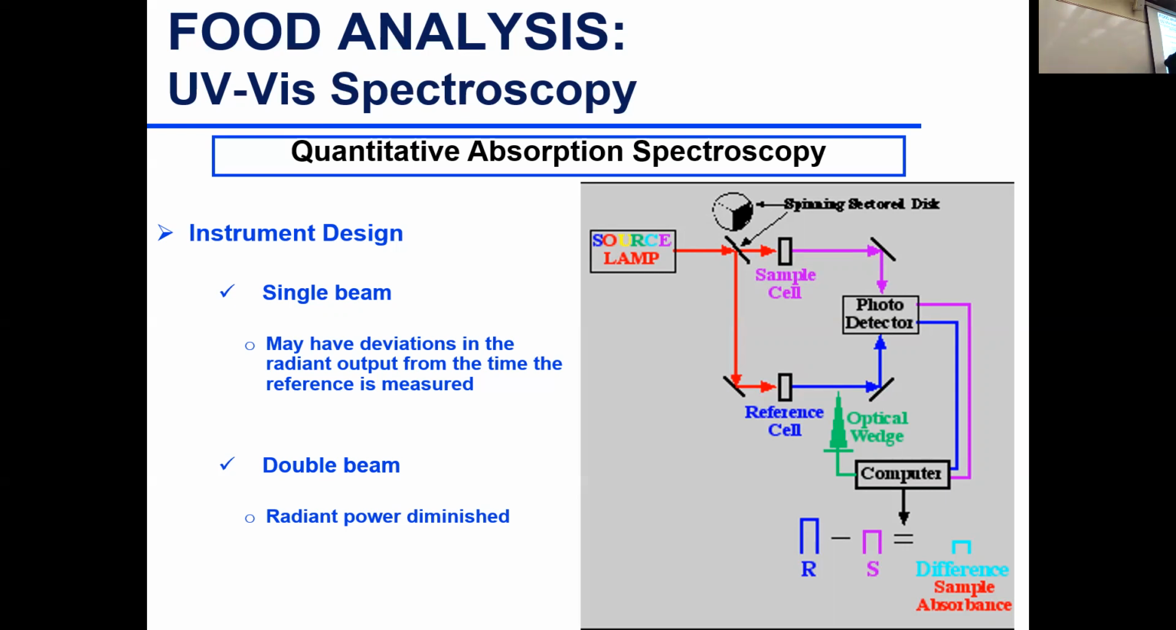The only disadvantage here is you're splitting your light power. You're splitting your energy power. So you have diminished radiant power, which can reduce your sensitivity, and potentially you have a higher threshold. That's the issue with a double beam. With a single beam, the issue is different. You run your blank, then you run your sample. You have to continuously, after 5 or 6 or whatever readings of sample, re-zero. You have to put back the blank and adjust. Otherwise, you get deviation over time.